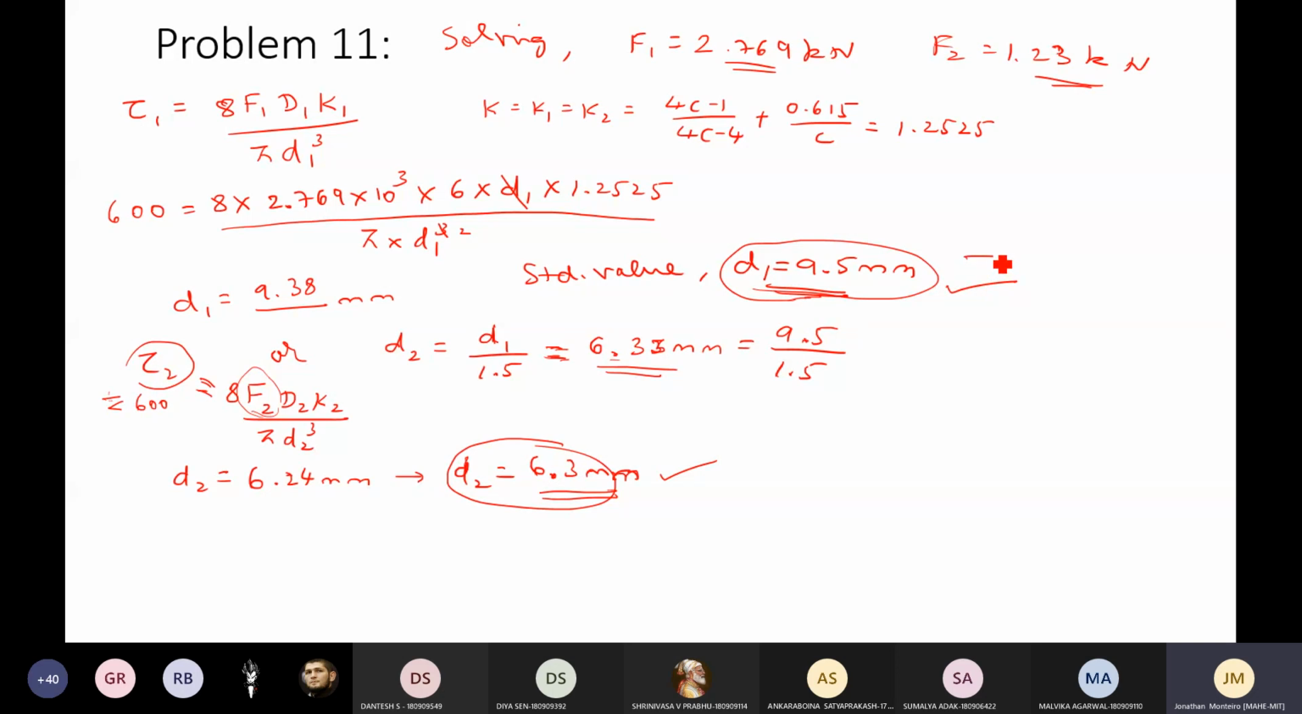Now with this in mind, you can immediately find out the coil diameter, D1 equal to 6 times d1, and D2 equal to 6 times d2. That should come around 57 whole number, and this will be 37.8 mm. So the next part of the question was, what is the number of active coils? That is a direct substitution of the equation itself.